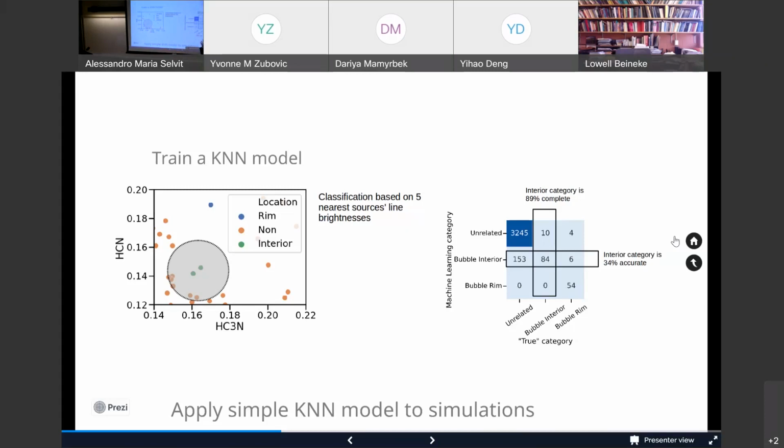We used the 5 closest sources as a way to categorize. This was a sanity check. It's a first pass to see if using molecular line strengths is at all hopeful.